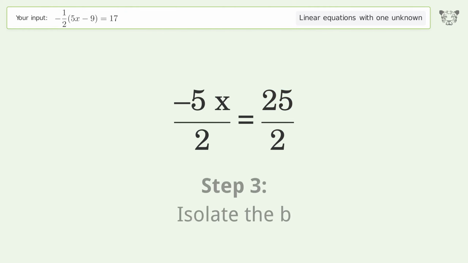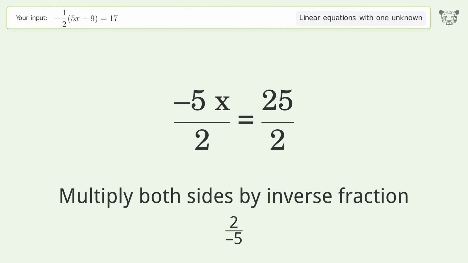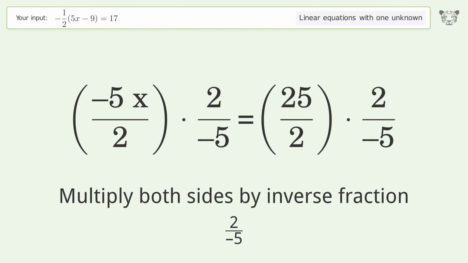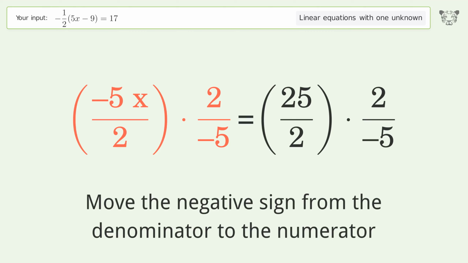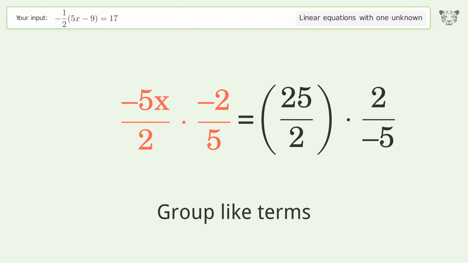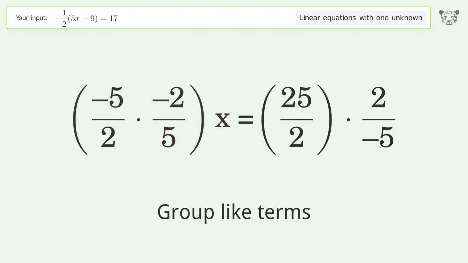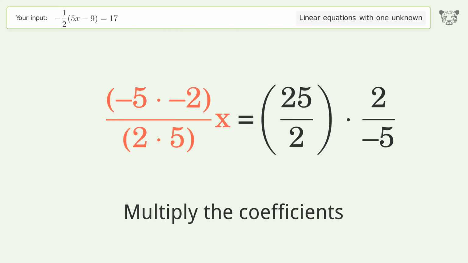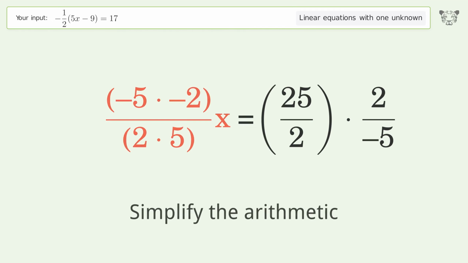Isolate the b. Multiply both sides by inverse fraction 2/5. Move the negative sign from the denominator to the numerator. Group like terms. Multiply the coefficients. Simplify the arithmetic.